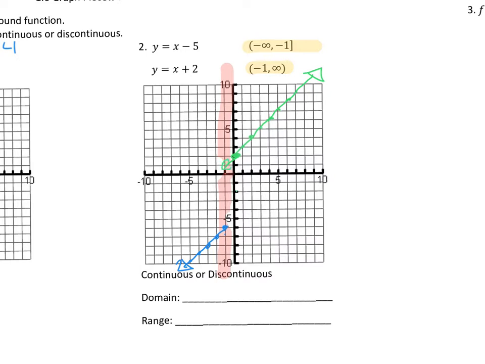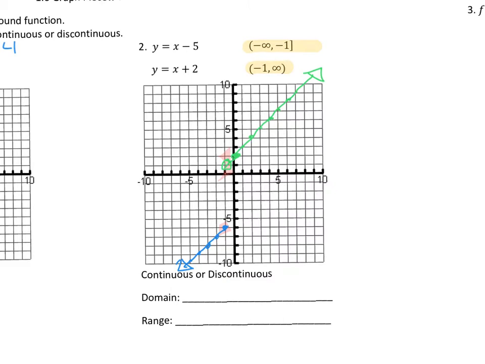Now, this right here is supposed to be an open circle. Why is it supposed to be an open circle? Well, guys, remember, if that negative 1 has a parenthesis around it, we're not including it. So we have an open circle for the second part of the graph. Now, this right here, if we erase everything, this is going to be our piecewise function, okay? Now, looking at this right here, we need to determine if it's continuous or not.